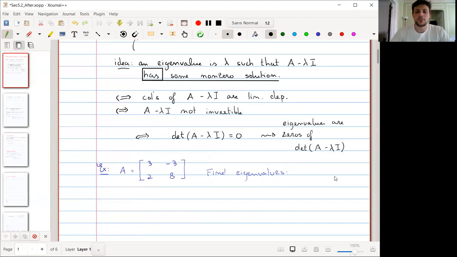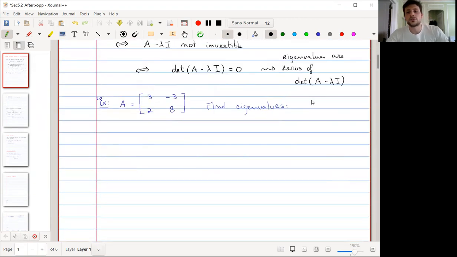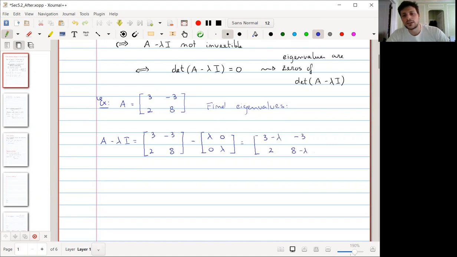Let's have a look at some examples. Here's a 2x2 matrix, and we want to find its eigenvalues. So the first thing we do is to look at the matrix A minus lambda I. We treat lambda as a variable here. So we subtract lambda times the identity, which is the matrix lambda, 0, 0, lambda. The resulting matrix is 3 minus lambda, minus 3, 2, 8 minus lambda.